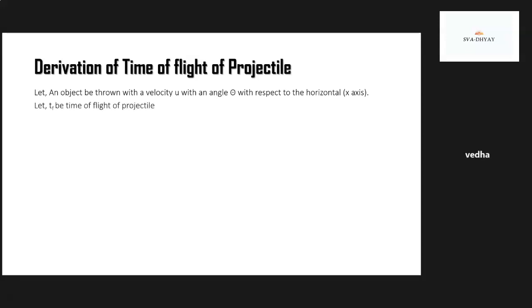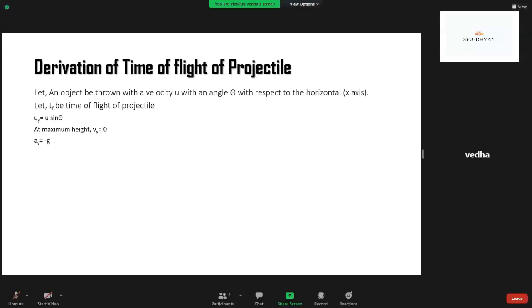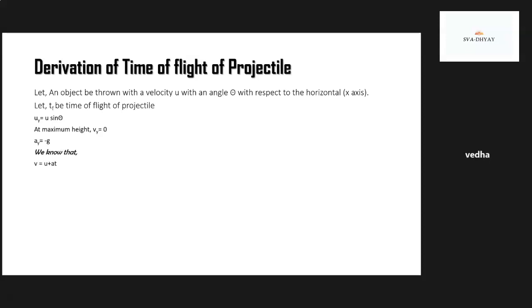Now we will derive the time of flight of projectile. Let an object be thrown with velocity u with an angle theta with respect to horizontal or x-axis. Let Tf be time of flight of projectile. uy is equal to u sin theta. At maximum height, vy is equal to 0. ay, acceleration along y-axis, is equal to minus g. We know that v is equal to u plus at, that is the first equation of motion. So v is equal to u minus gt.